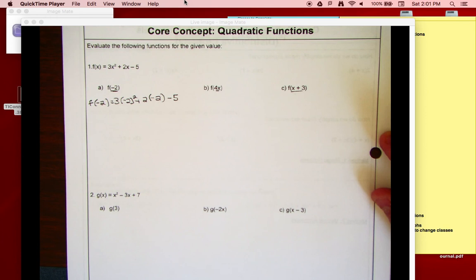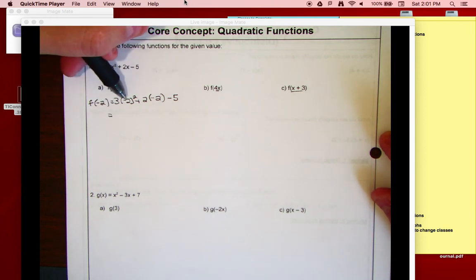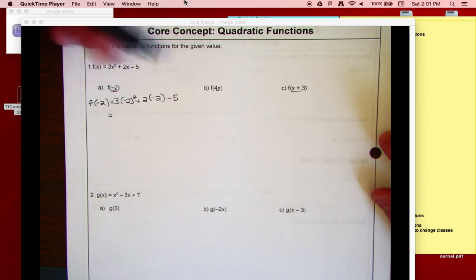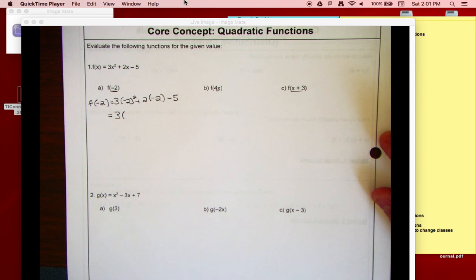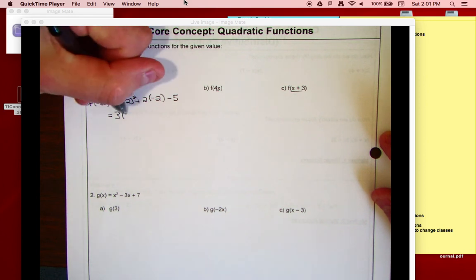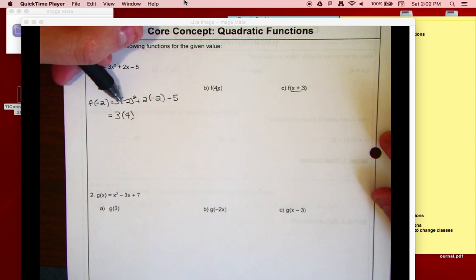Okay? Now we need to simplify this. So let's go through our order of operations. We have a couple sets of parentheses and some exponents. So I'm going to do my exponents first. That means I'm going to take negative 2 and square it. Now be very careful. If you do this on your calculator, remember this is negative 2 times negative 2, which is positive 4. On your calculator, you have to go parenthesis, negative 2, closing parenthesis, and put the squared on the outside of the parentheses. That will tell your calculator it's negative 2 times negative 2.